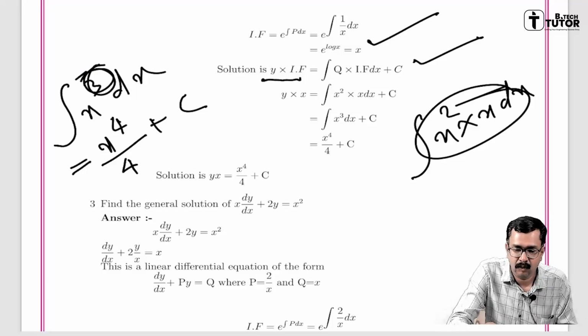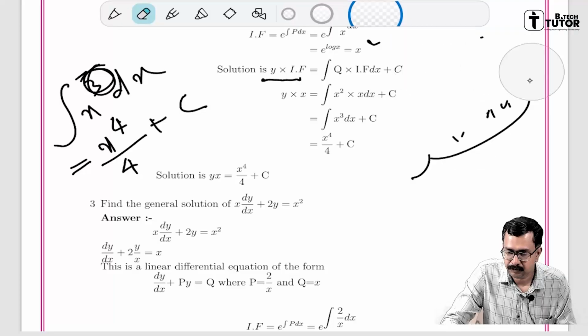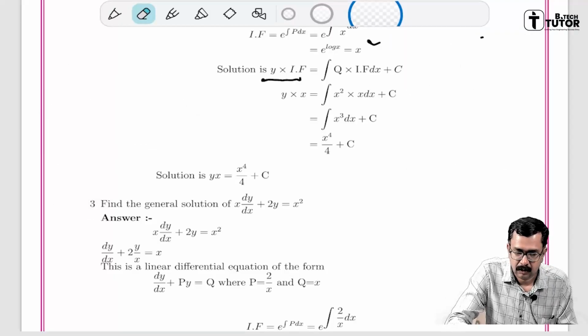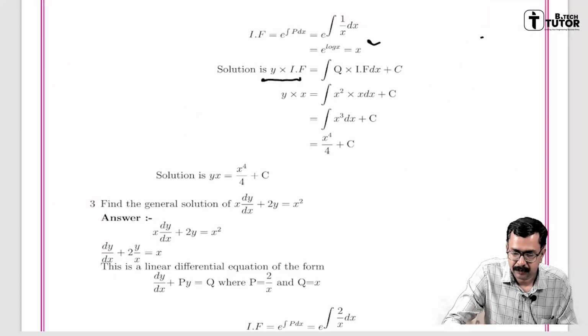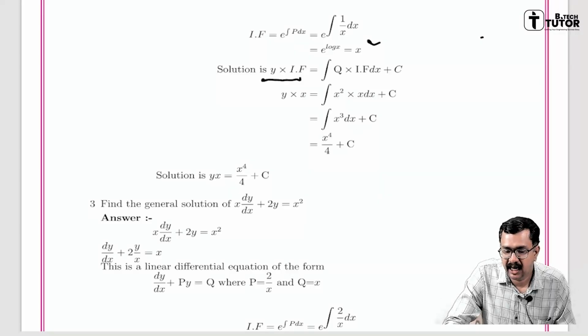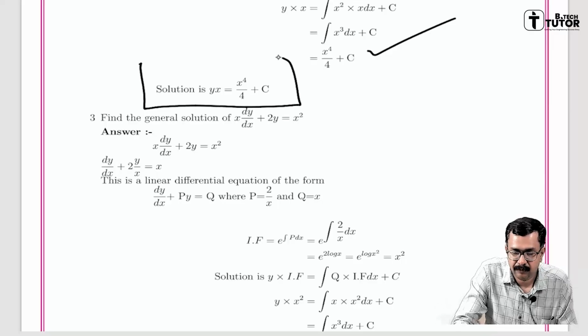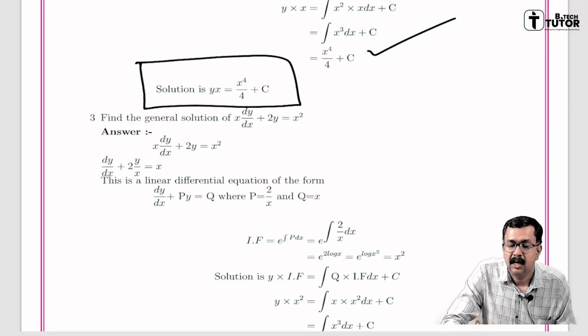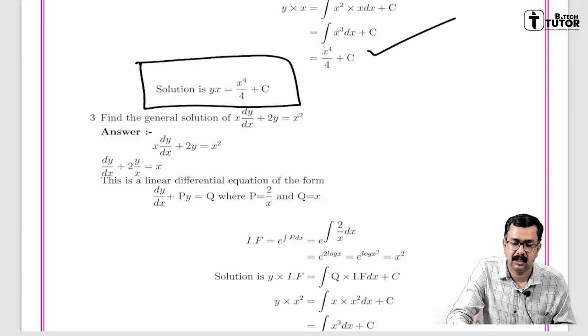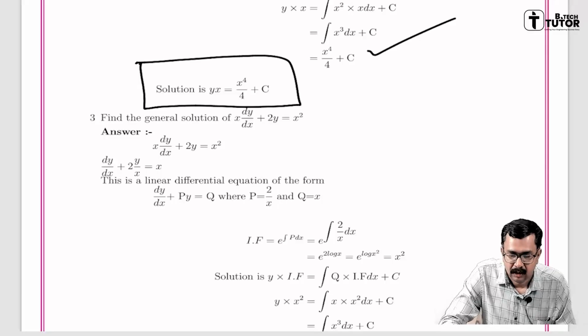Therefore, the correct answer is: integral of x cube dx is x raised to 4 by 4 plus c. Okay, answer is over. This one is the solution. What is our solution? y x equals x raised to 4 by 4 plus c. That is the final answer. Now we can do another question.